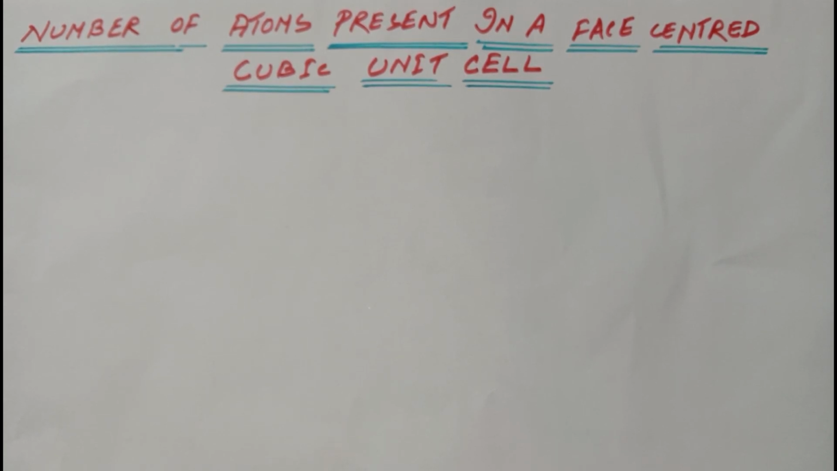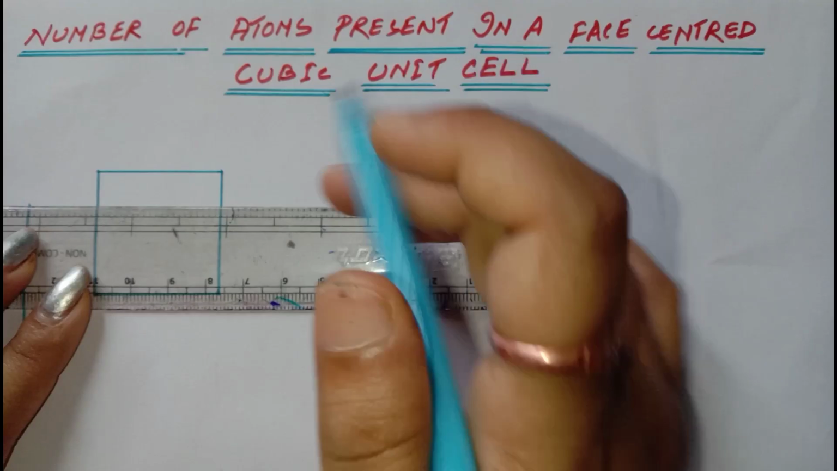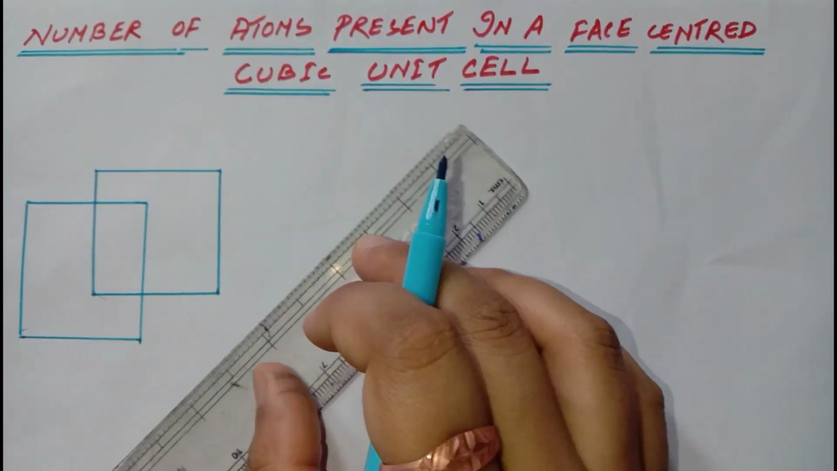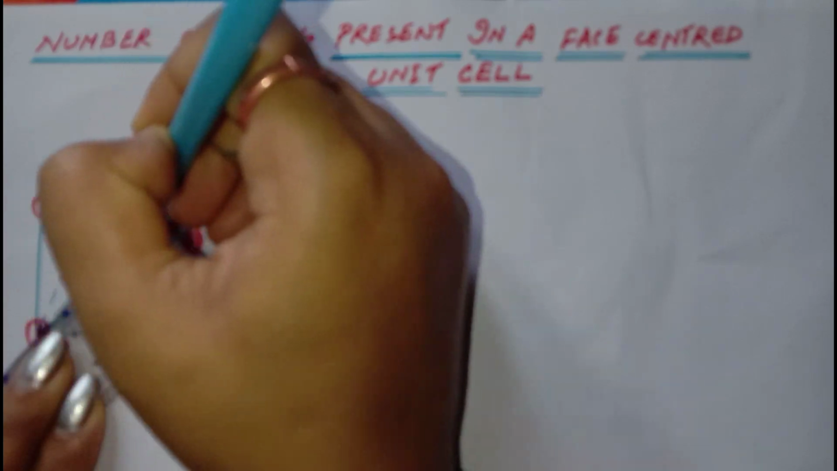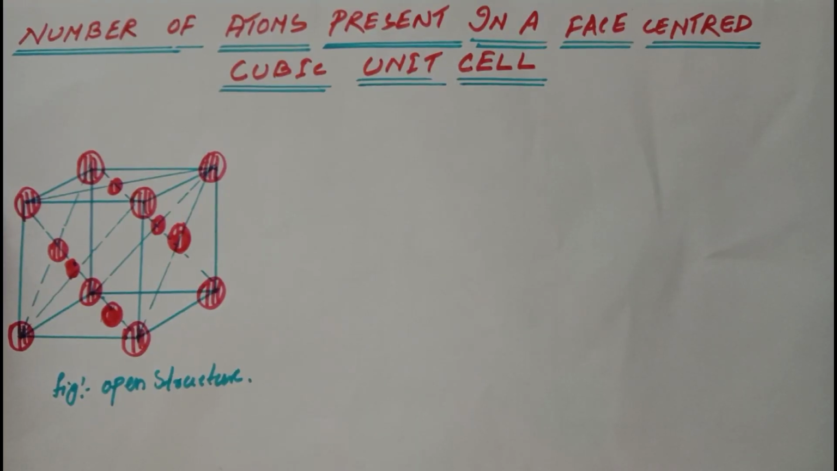As you all know, a face-centered cubic unit cell contains atoms at the 8 corners and at the center of all the 6 faces. Now I am going to draw the open structure of a face-centered cubic unit cell. See, this is an open structure of a face-centered cubic unit cell.